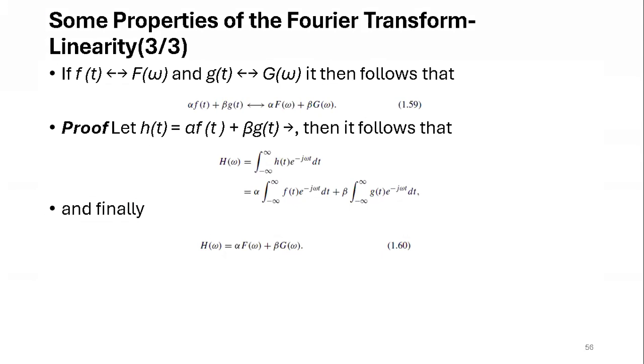If f(t) implies F(omega) and g(t) implies G(omega), then it follows that alpha f(t) plus beta g(t) implies alpha F(omega) plus beta G(omega). Let h(t) equal alpha f(t) plus beta g(t); then it follows that H(omega) is the Fourier transform of h(t).